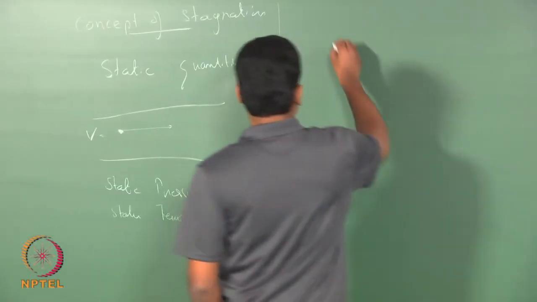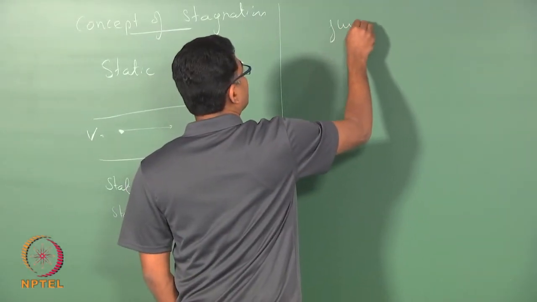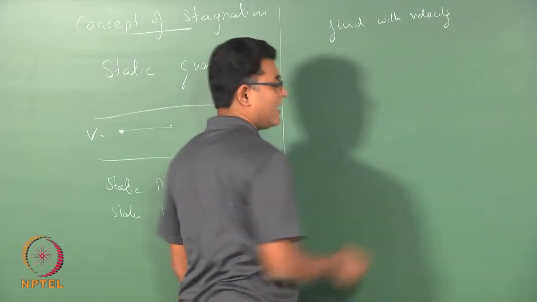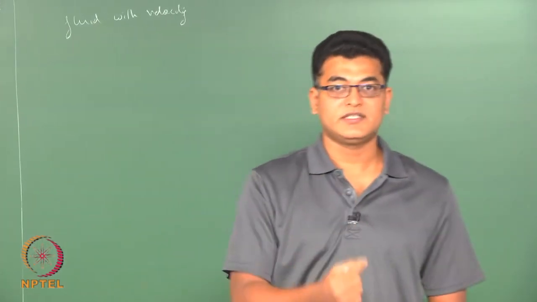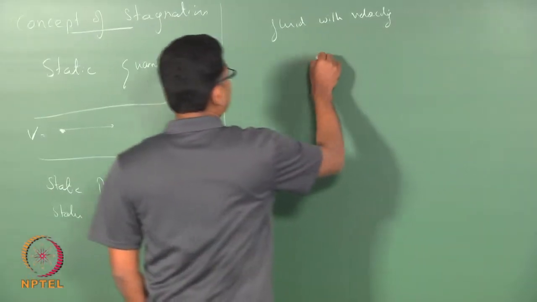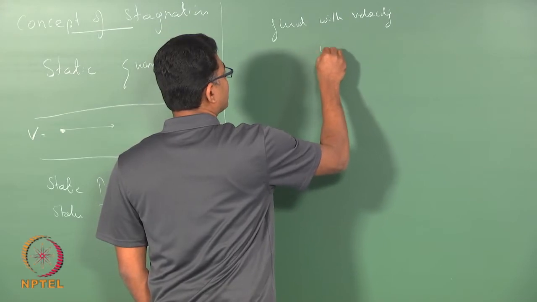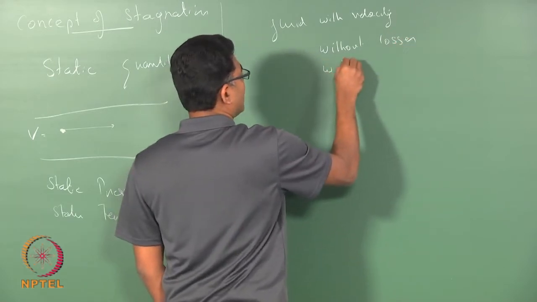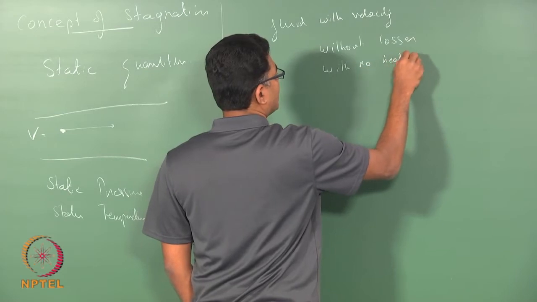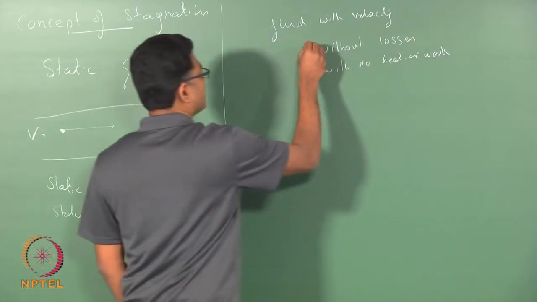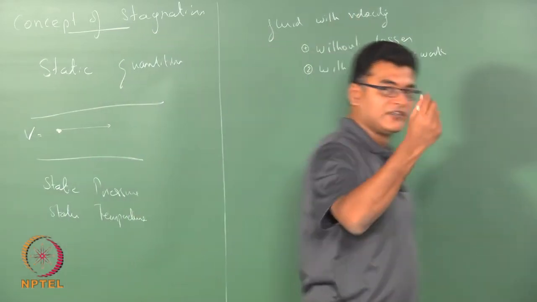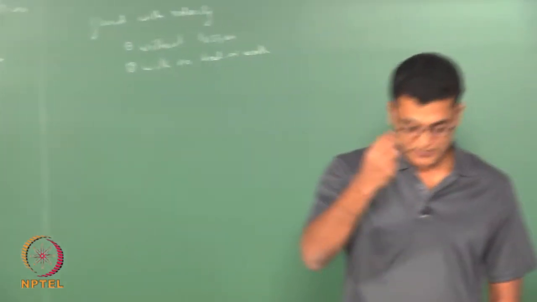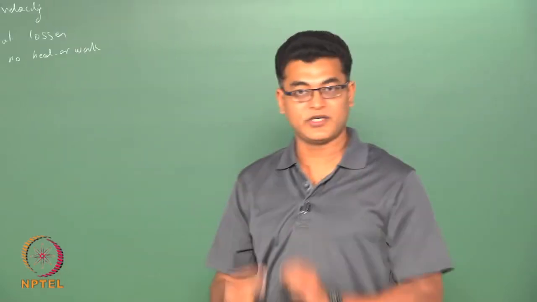If I have a fluid with some velocity v, and I bring that fluid to rest without losses and with no heat or work, so I bring the velocity of the fluid to 0 with no losses, no heat and no work, then I am bringing the fluid isentropically to the 0 condition.